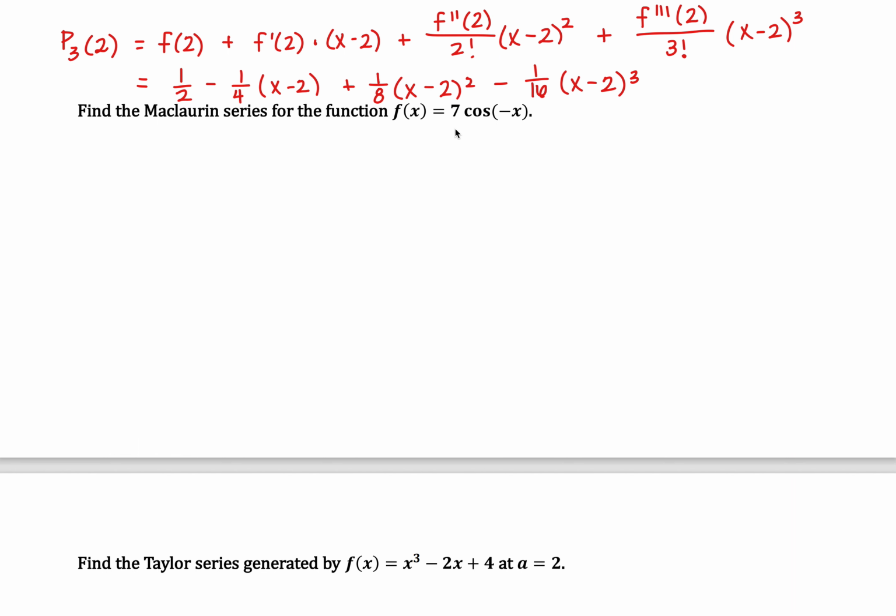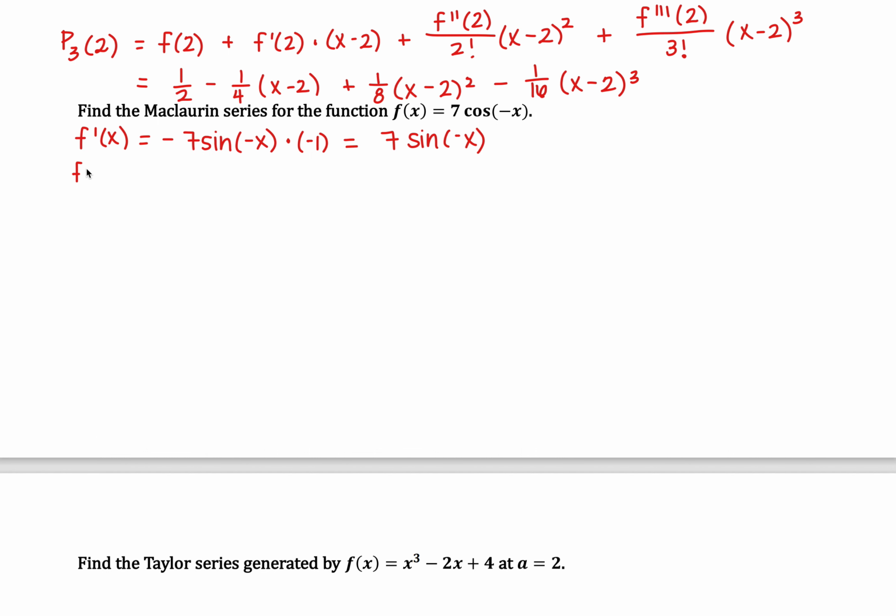If f of x is equal to 7 times cosine negative x, then the first derivative: obviously the 7 isn't going to change, but when we take the derivative of cosine, it's negative sine. So it's negative sine negative x, but then when you take the derivative of the negative x, we get another negative in there. So basically what you'd have is this: negative 7 sine negative x times negative 1 is the chain rule. So you end up with positive 7 sine negative x.